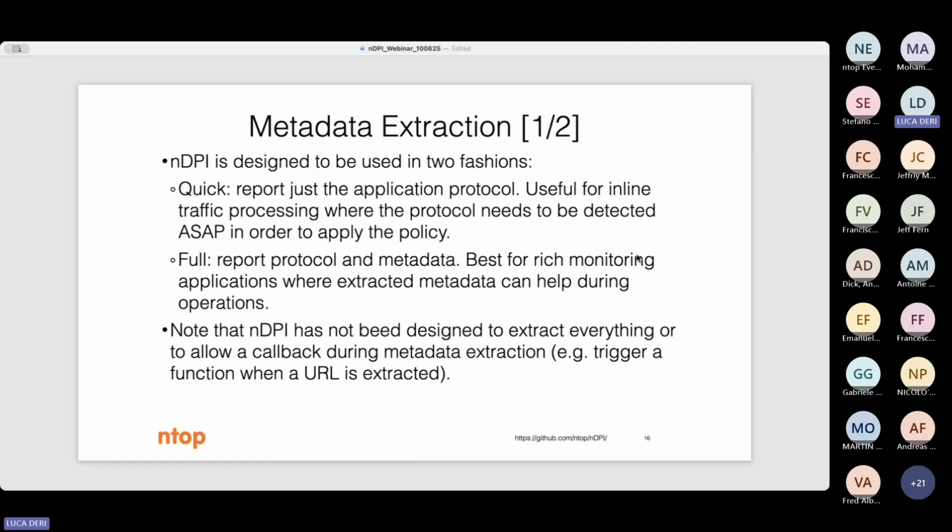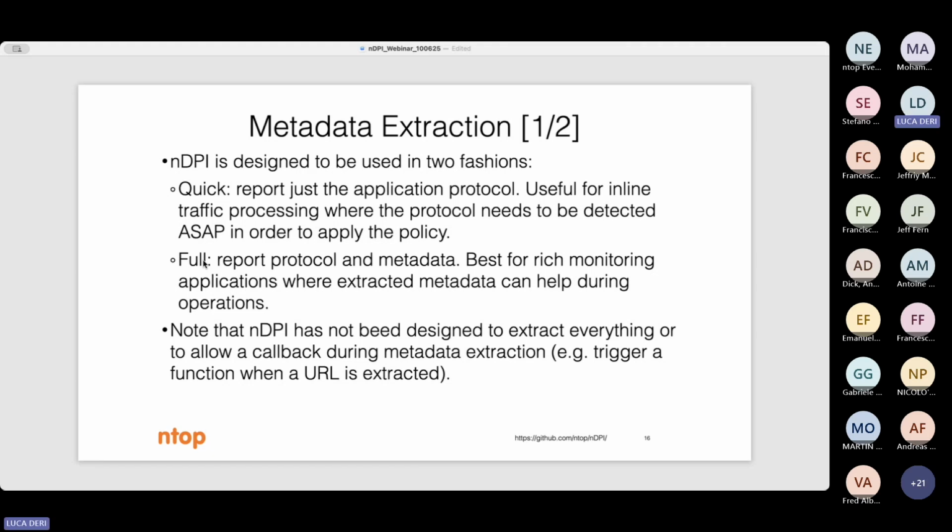So the metadata extraction will be limited simply because in the iterative process of passing packets to the library, you will be stopping earlier. Instead, if you want to have a full report, you have to pass to nDPI as many packets as possible. And then, of course, nDPI says, that's enough for me, I've done all I could do. In this case, you will have a rich metadata export.